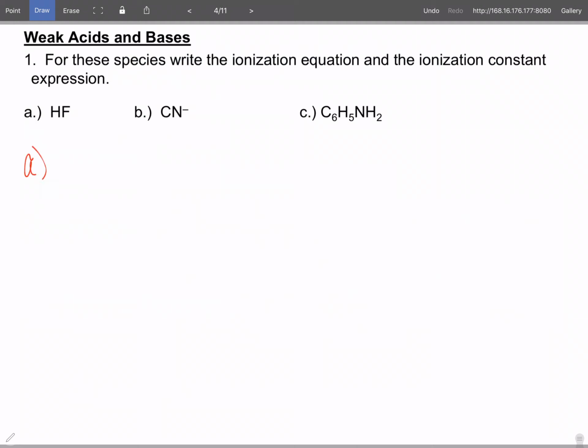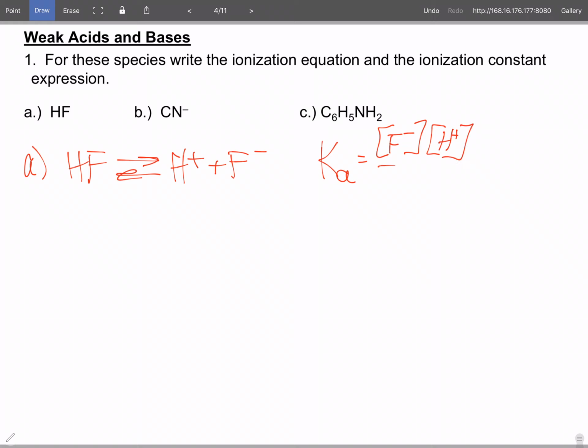So first off, let's look at HF. HF is a weak acid, so it's H plus and F minus. So the Ka associated with it is F minus times H plus divided by HF.